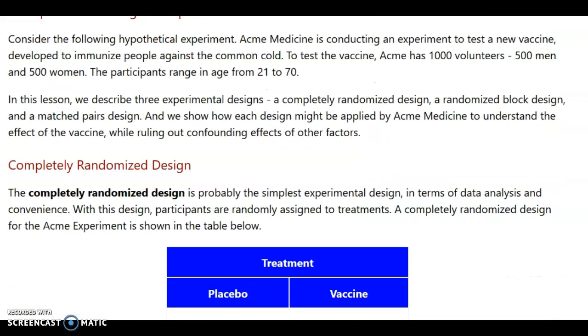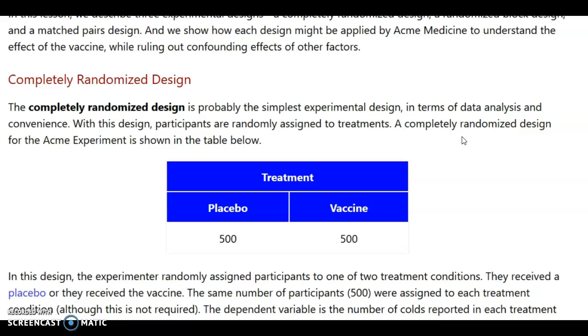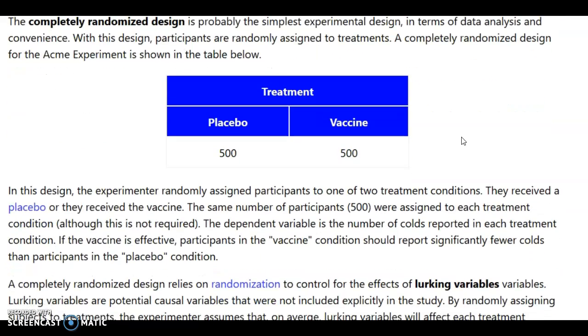So we're going to have this pretend company, Acme Medicine, and it's going to test the vaccine with 1,000 volunteers, 500 men and 500 women. The ages are going to range from 21 to 70. And we're going to look at 3 completely different designs. A randomized design, a randomized block design, and a matched pairs design. And here we go. First one, you simply randomly pick people to get the placebo and randomly pick people to get the vaccine and see what happens.